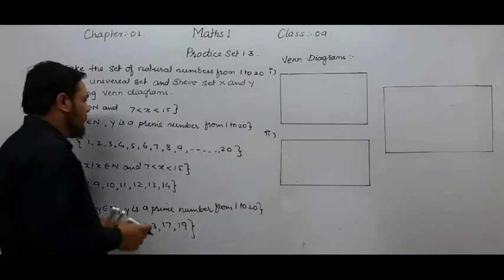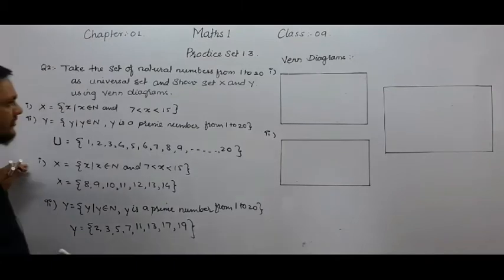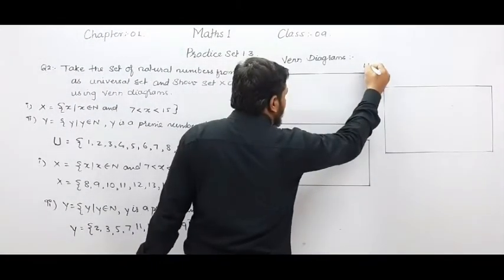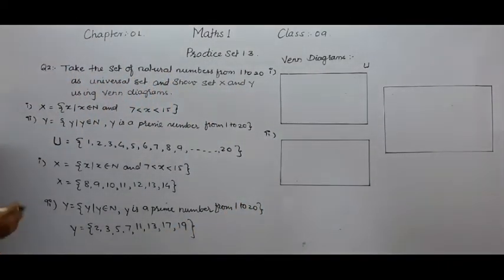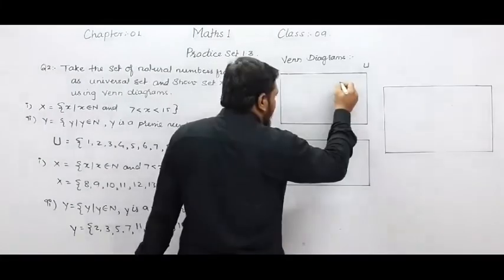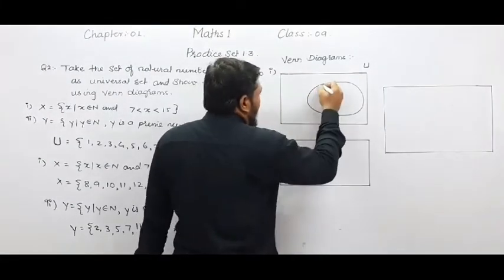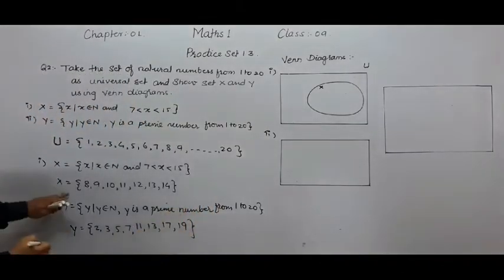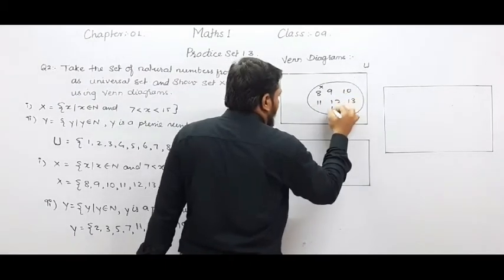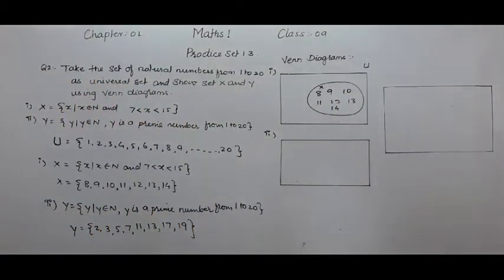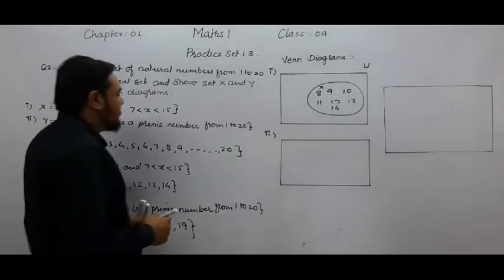We have to draw the Venn diagram for set X. We will take the universal set first, and for representing the universal set we will take a rectangle. One more thing, set X is a subset of the universal set, that is why we will draw set X inside the universal set. The elements of set X are 8, 9, 10, 11, 12, 13, 14, which I have represented in the Venn diagram.